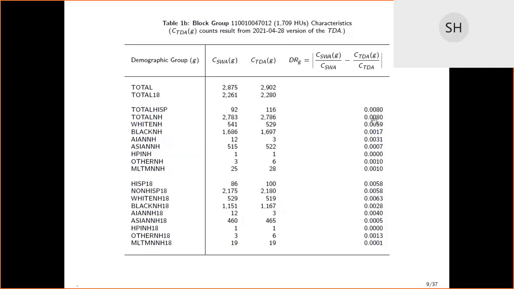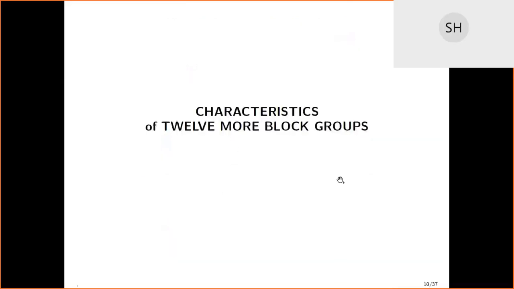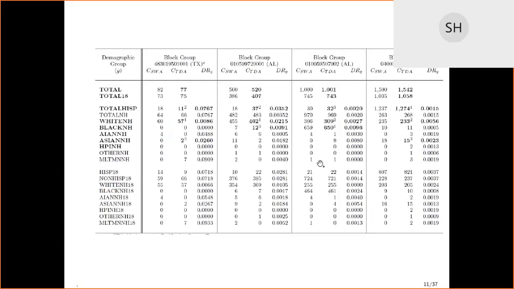And some of these difference of ratios, generally you'll see somewhat smaller. So as the block group population size gets larger, the difference of ratios tends to get smaller. So I want to look at characteristics of 12 more block groups, and these block groups span the entire country. And I want to look at these block groups in terms of their sizes. So we want to go from a very small one to a very large one.